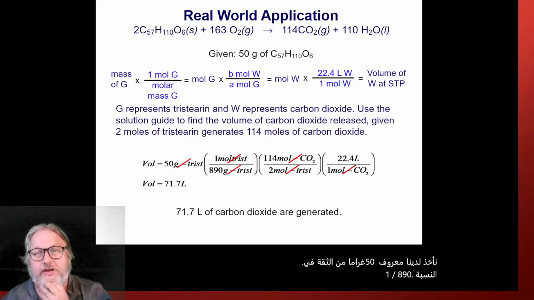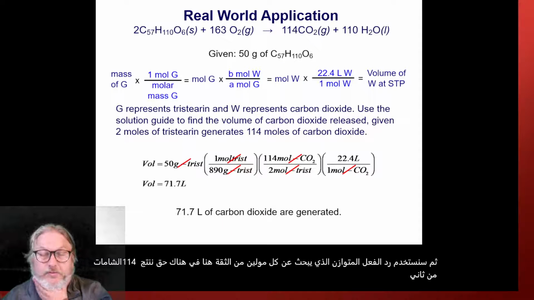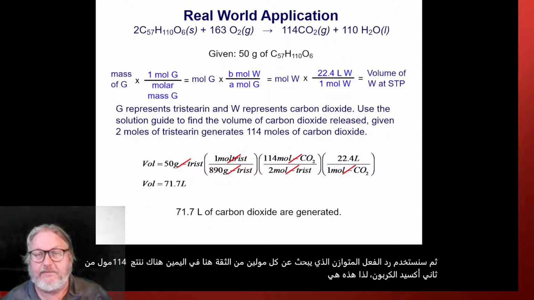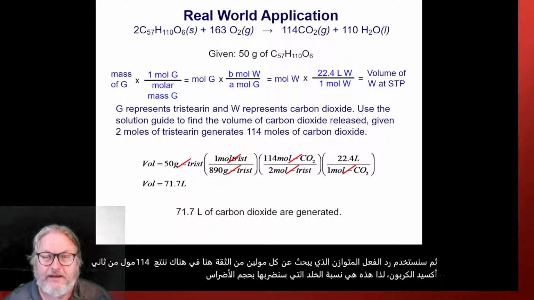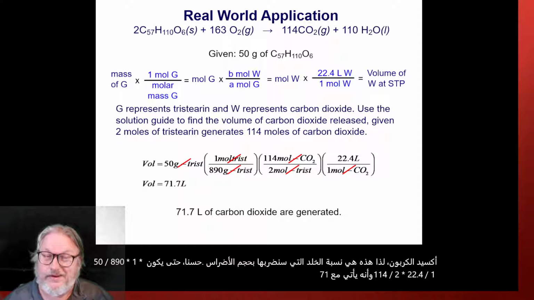Then we're going to use the balanced reaction. For every 2 moles of tristyrene right there, we produce 114 moles of CO2, so that's the mole ratio. Then we're going to multiply by the molar volume. Okay, so that'd be 50 divided by 890 times 1 times 114 divided by 2 times 22.4 divided by 1, and it comes up with 71.7 liters of carbon dioxide. So they're going to be breathing out a lot as they consume that fat in that hump.